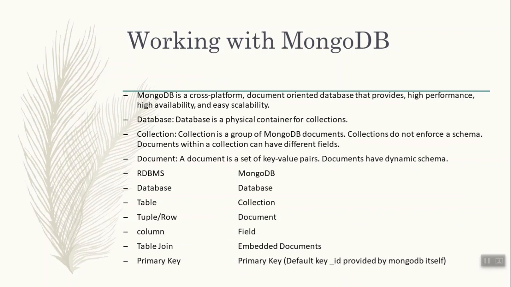Like in the previous RDBMS, we had a schema. That was, we had a structure of the database. But here, the documents do not have any schema or structure. They can have many different fields in the same collection. Now, a document is a set of key-value pairs which have a dynamic schema.